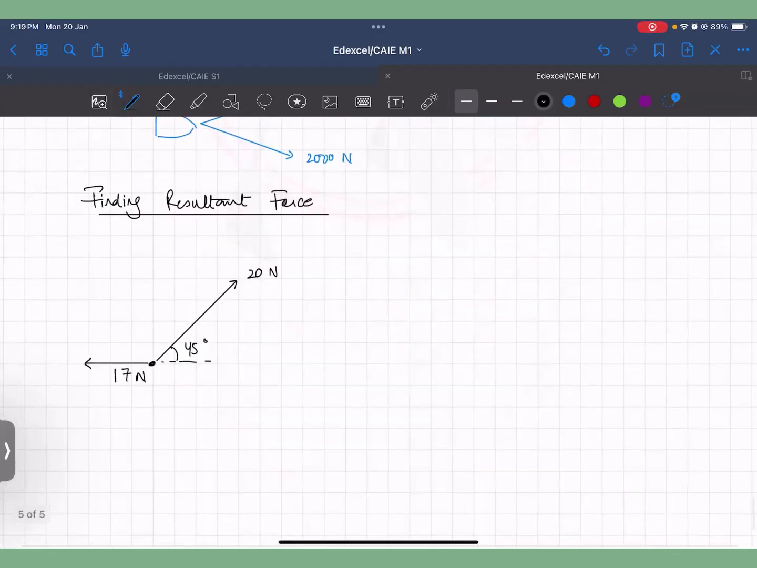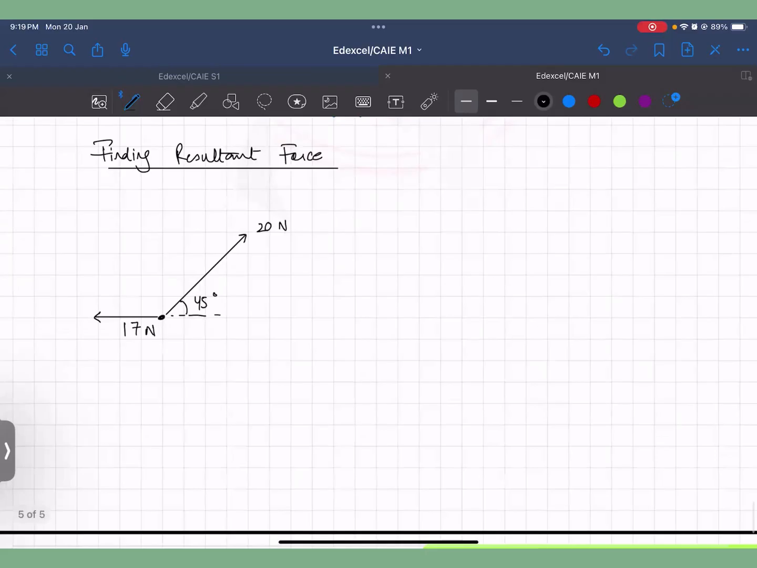But the new method which we learn now is more applicable, and when you do a lot of practice, you will get better hands-on and learn this better. It's an even better method. We have two vectors, the 20 Newton and the 17 Newton. Both have different directions, and this is the object A on which these two forces are acting.